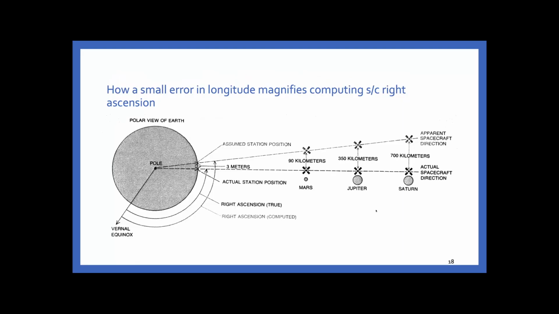Here shows how a small error in longitude magnifies when you're computing a spacecraft right ascension. Here we are with a polar view of the Earth. We're looking at this cylinder again, and here's a station somewhere. And if we have a longitude error of 3 meters in where we think the station is in our computer program, by the time we get to Mars, that's equivalent to 90 kilometers. And 350 kilometers at Jupiter and 700 kilometers at Saturn.